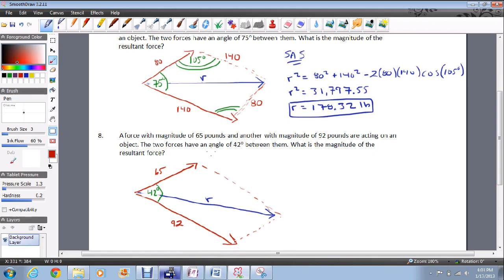Again, opposite sides are going to be equal, so here's 92. Here's 65. We know that angles that are next to one another, or adjacent angles, in a parallelogram are going to be supplementary. So this angle right here is 180 minus 42, which gives you an angle of 138 degrees. So I'm going to use the 65, the 138, and the 92 just like I did in the above problem. Looks very, very similar, just different numbers.